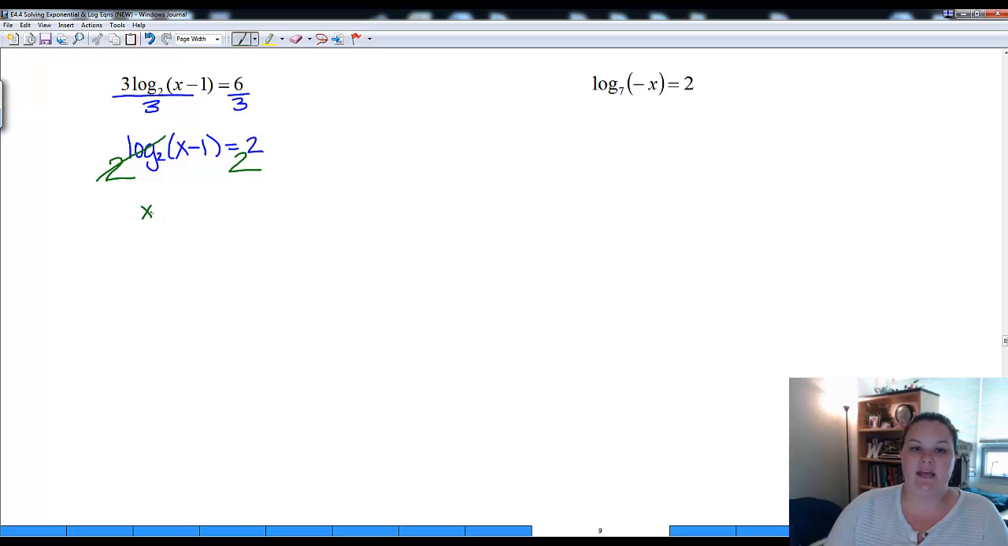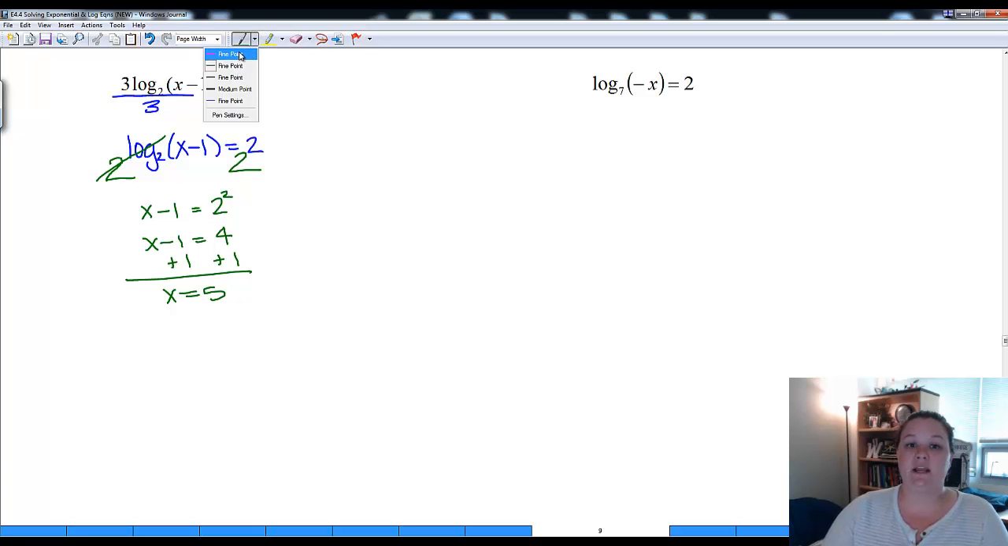That's going to leave me with x minus 1 on this side and 2 squared on the other side. Now this is something that's super simple and easy to solve. So I have x minus 1 equals 4, and then I move my 1 over, which gives me x equals 5. Then before I can circle it, remember I have to check my answer. So I'm going to go ahead and say check.